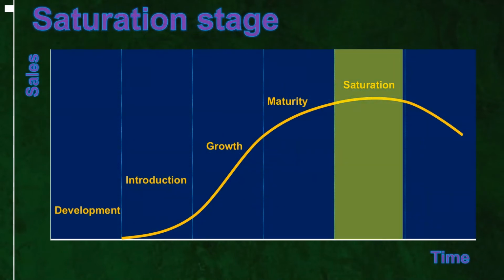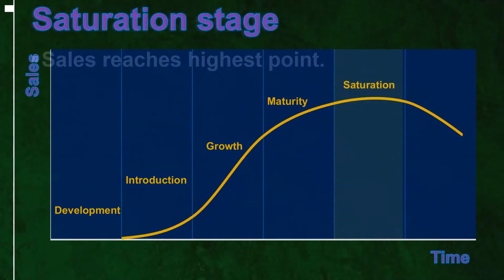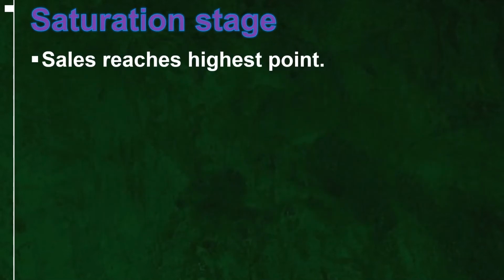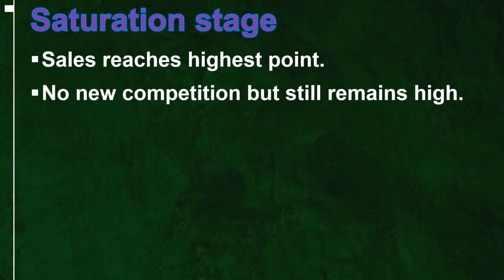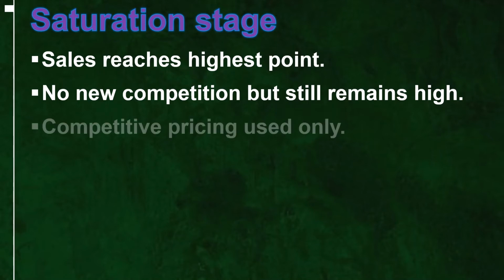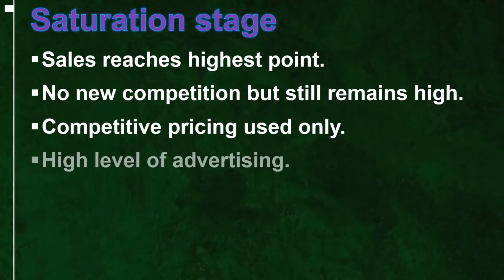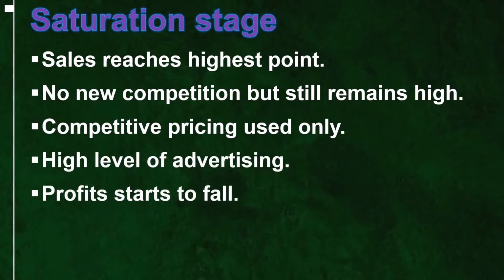The next stage is saturation. Here, sales reach their saturation point and stabilize at the highest point. Even though there are no new competitors entering the market, competition still remains high, and business will resort to competitive pricing only. A higher level of advertising is used, but profits start to fall as prices have to be reduced for the business to be competitive.